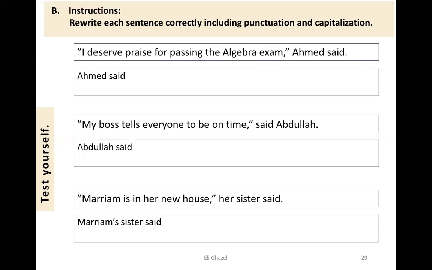I deserve a praise for passing the algebra exam, Ahmed said. Ahmed said, you continue. My boss tells everyone to be on time, said Abdullah. Abdullah said, and again, Miriam is in her new house, her sister said. Miriam's sister said. So you can actually replicate this many times, but up to this level. Do not mix. For example, don't use questions. They haven't learned how to report questions yet. They have not learned how to report exclamations yet.